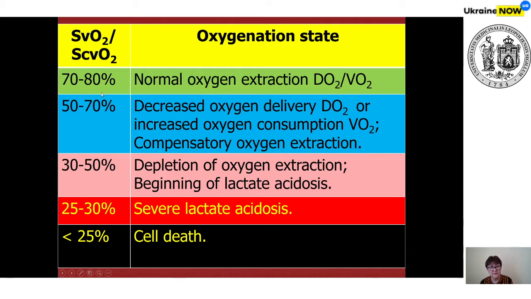When it's 70-80%, there is normal oxygen extraction and delivery. At 50-70%, decreased oxygen delivery or increased oxygen consumption, with compensatory oxygen extraction. At 30-50%, there is a depletion of oxygen extraction, it's the beginning of lactate acidosis. At 25-30%, severe lactate acidosis, and at less than 25% there is cell death, it's incompatible with life.